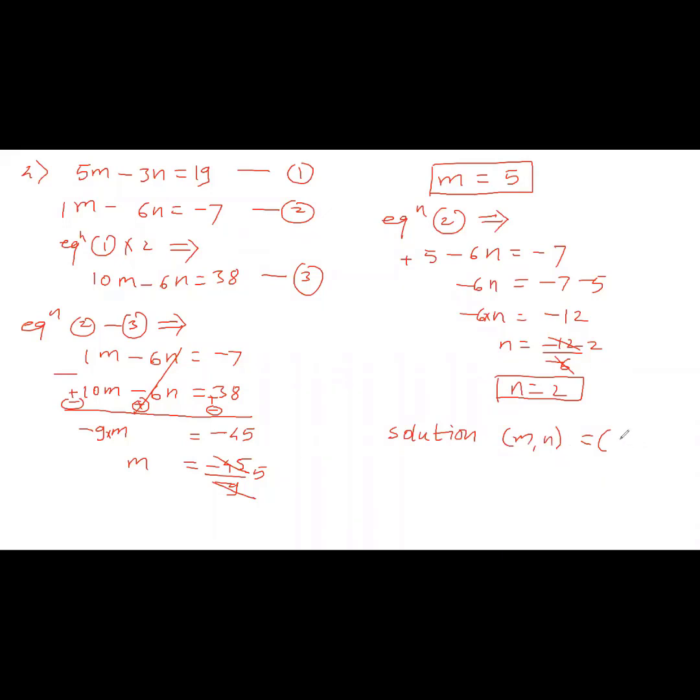The value of m is 5 and the value of n is 2. In this way, we have got the value of mn as 5, 2. Now we are going to solve problem 5 from question 2.